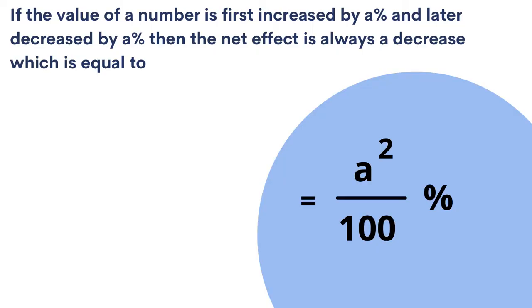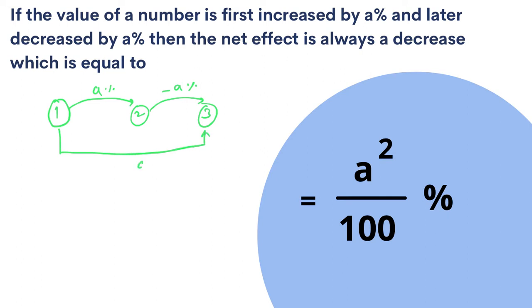Let's see this concept. This concept is also dependent on successive percentage. According to this concept, if the value of a number is first increased by a percentage and later decreased by a percentage, then the net effect is always a decrease, which is equal to a square divided by 100 percent. How? Suppose the number is this one, then after increasing a percentage, I got this number. Then after decreasing a percentage, I got this number. So what is the net percentage change? This is equal to a square by 100, negatively.